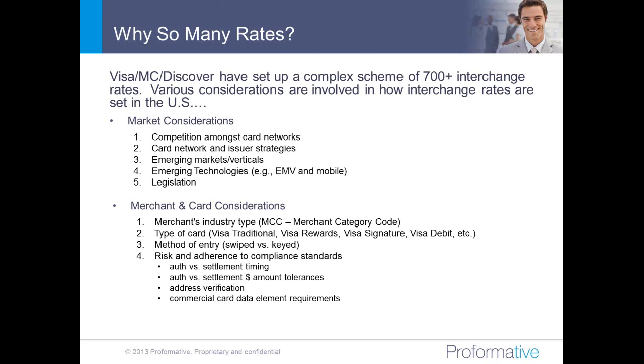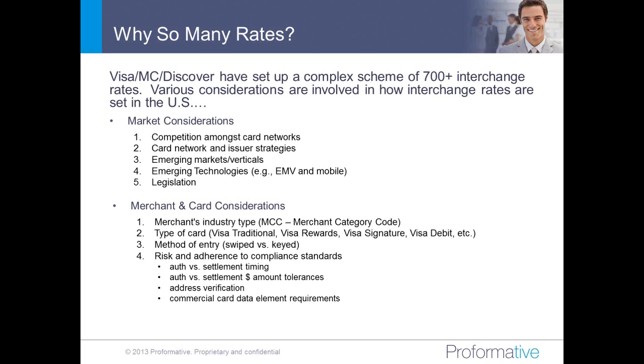And the last consideration is risk and adherence to compliance standards. Those are things like authorization versus settlement timing. If you're a retailer, you have till the end of the day to settle all of your transactions that were authorized that day. If you delay for a day or two, you will pay higher interchange fees. And your authorization amounts have to match your settlement amounts, with the exception of certain industries where you have tips. But outside of those industries, the auth amount and the settlement amount have to match. If they don't, you end up paying higher fees.